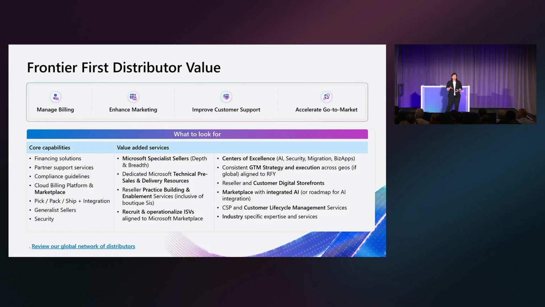So I've listed the core capabilities. So this is an example of the things that you can actually have a discussion with a distributor if you are sussing out which are the right ones for your business to partner with, okay?